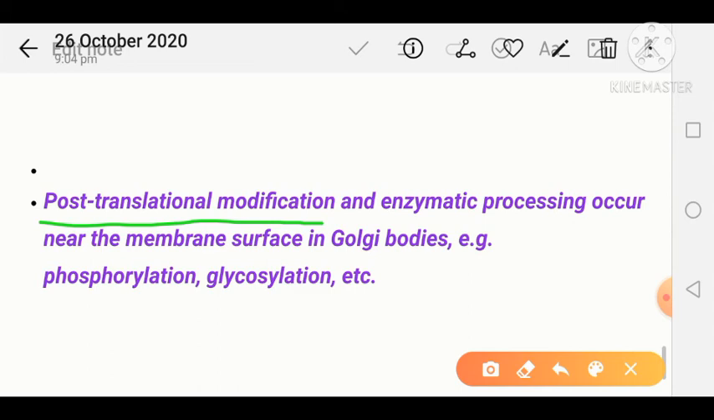Now it is clear to you that post-translational means proteins are synthesized on the endoplasmic reticulum. That protein is not active. Newly synthesized proteins on the ER are not active, that is the native protein. So modification is needed, and that modification is done on the membrane of the Golgi complex, and this is known as post-translational modification. I hope all of you understand this important function of the Golgi complex.